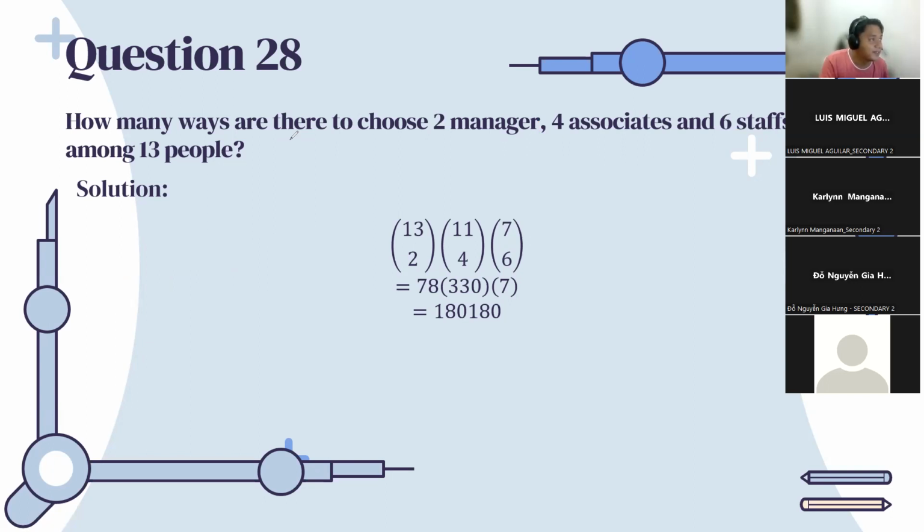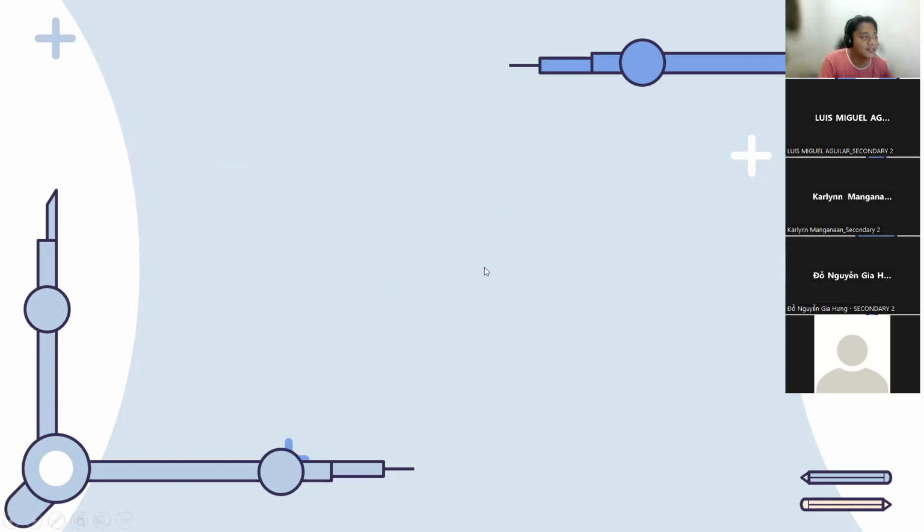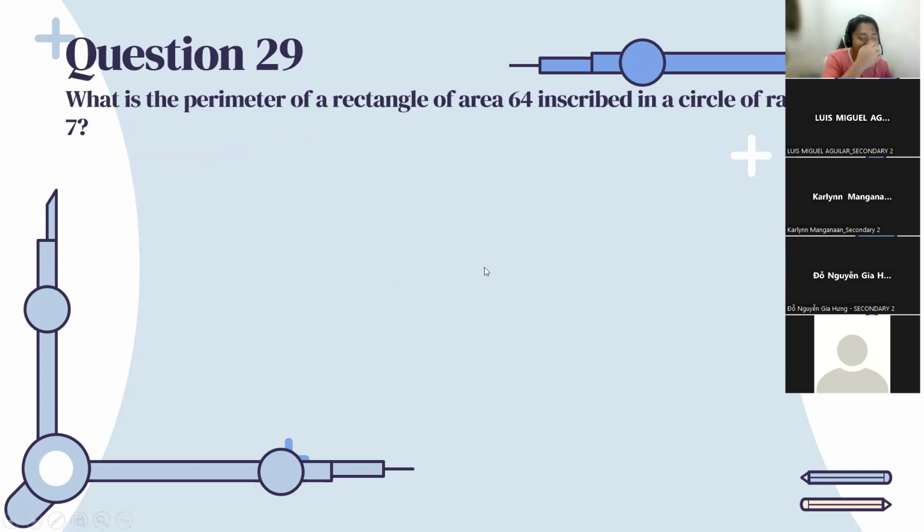Okay. So that will be question 28. Okay, so let's proceed to question 29. What is the perimeter of a rectangle of area 64 inscribed in a circle of radius 7?